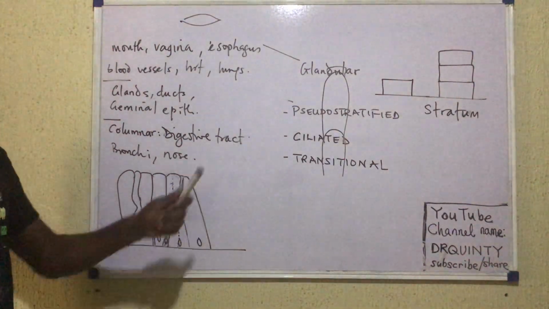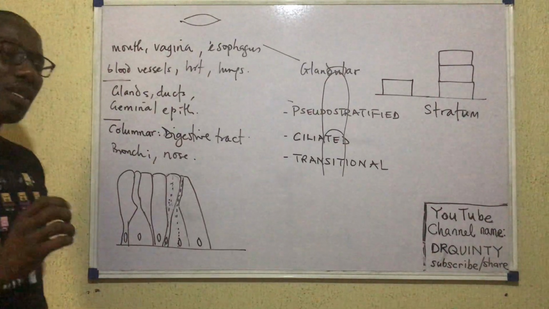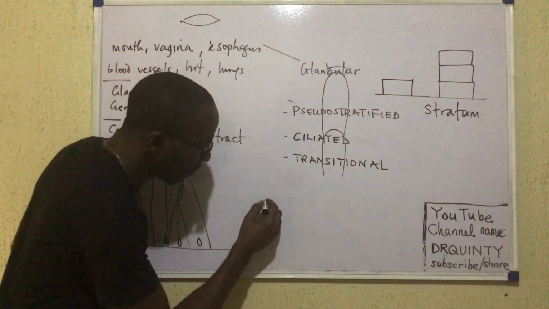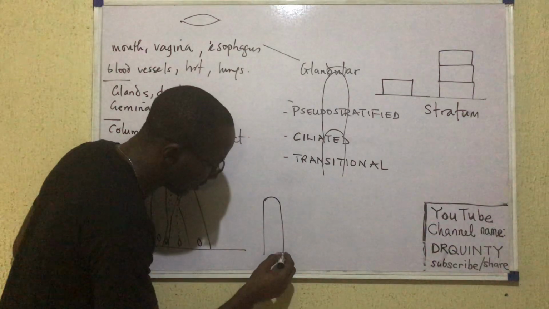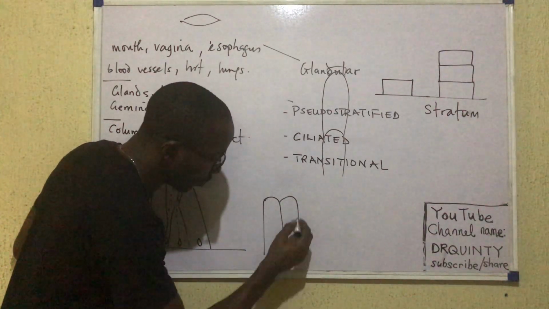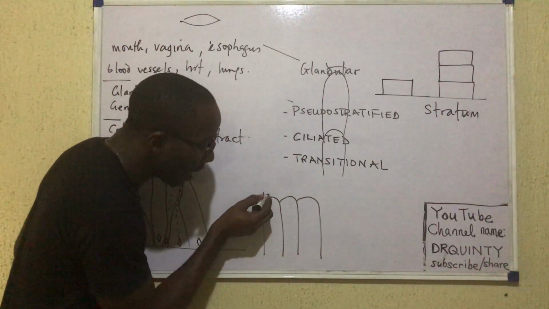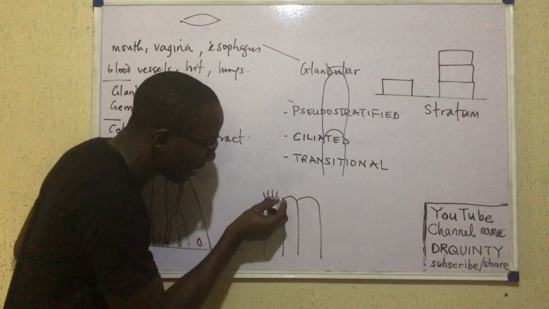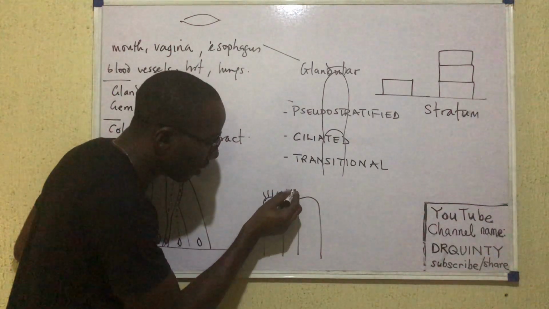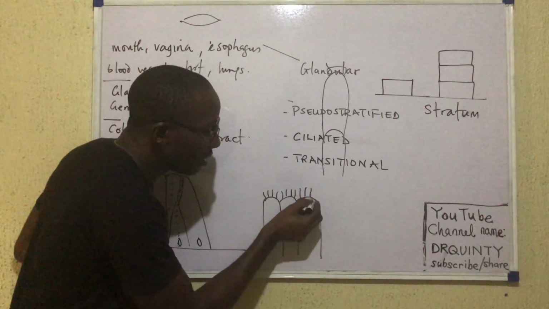Then for ciliated epithelium, ciliated is when you have columnar epithelium like this. Like I said, it usually applies to columnar epithelium. So this is columnar epithelium, and then it will have small projections like this on top of it. Those things are called cilia. And what's the essence of cilia?